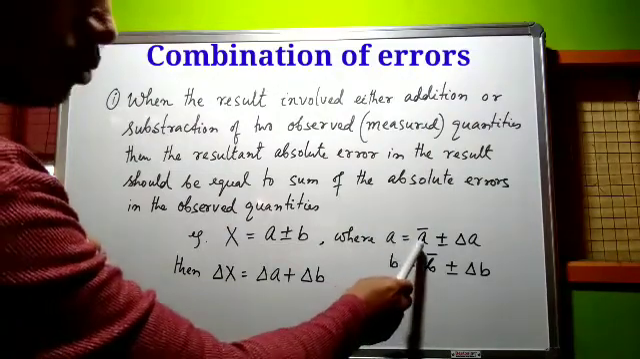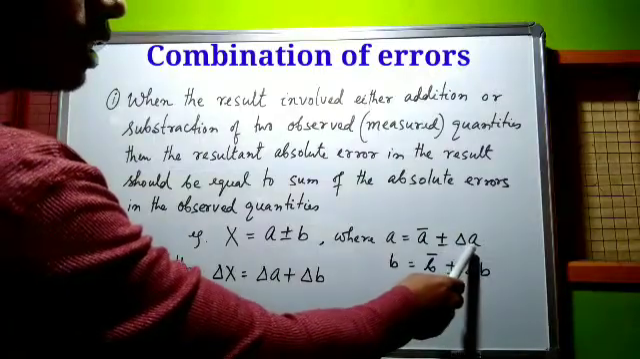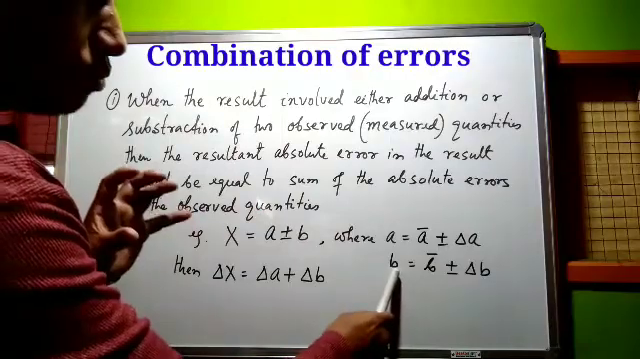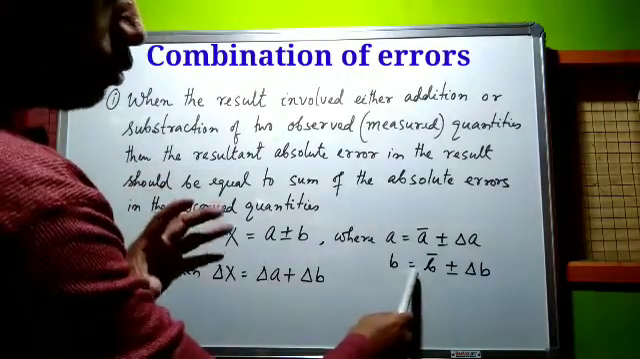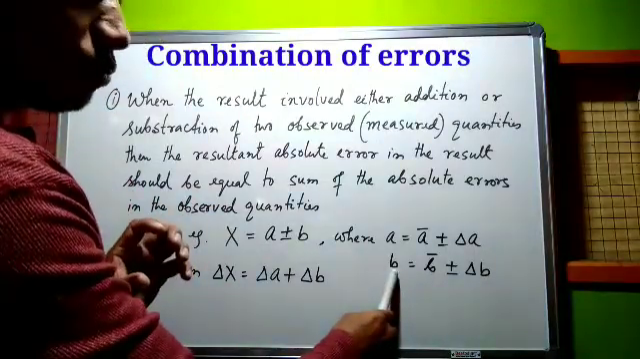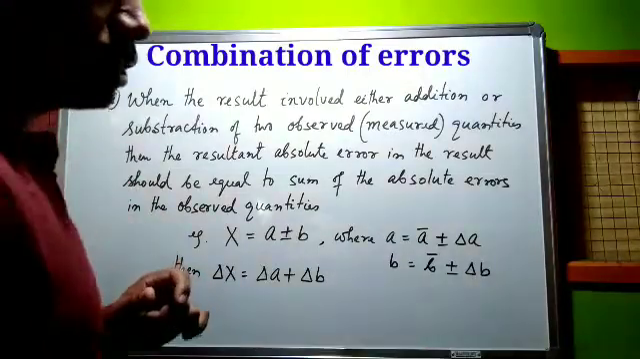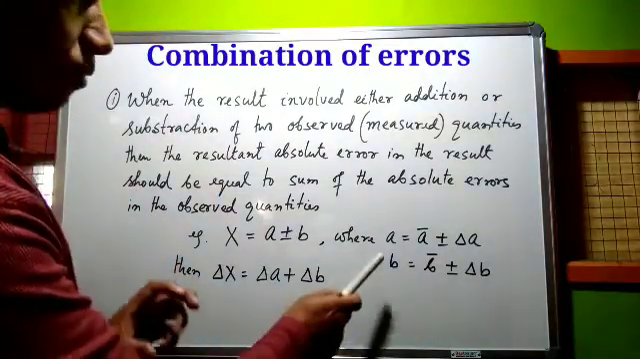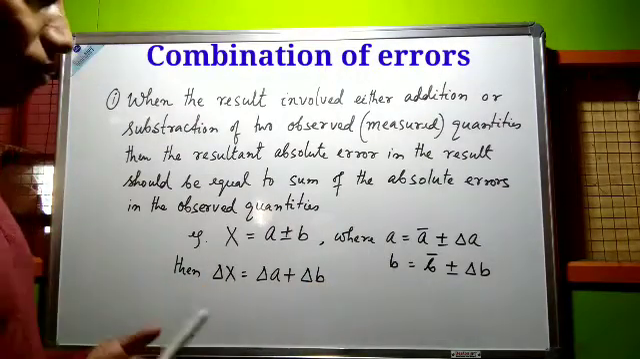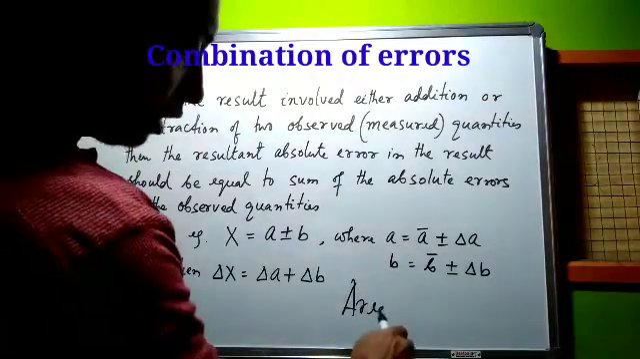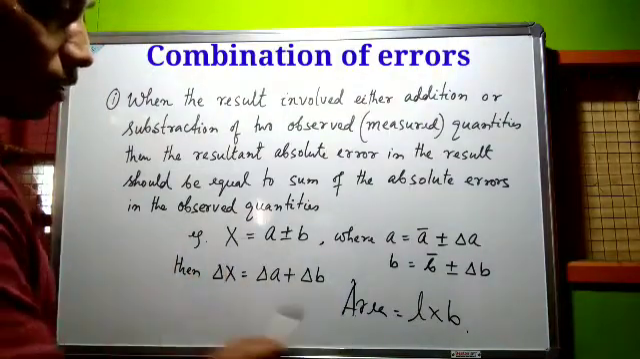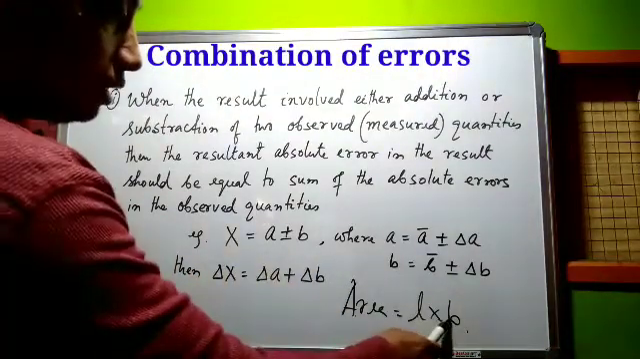Here a bar is the true value and plus minus delta a is the absolute error of a. Similarly, second observed quantity b, b equal to b bar plus minus delta b. Here b bar represents true value of this observed quantity b and delta b represents absolute error in b. Now consider a and b are two observed quantities and x is the result. Say for area, area is equal to length into breadth. So in this case area is equivalent to x, L is equivalent to a and B is equivalent to b.